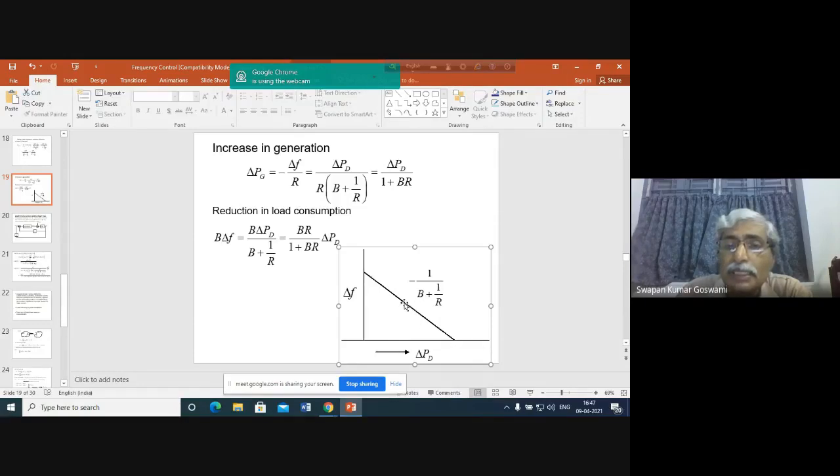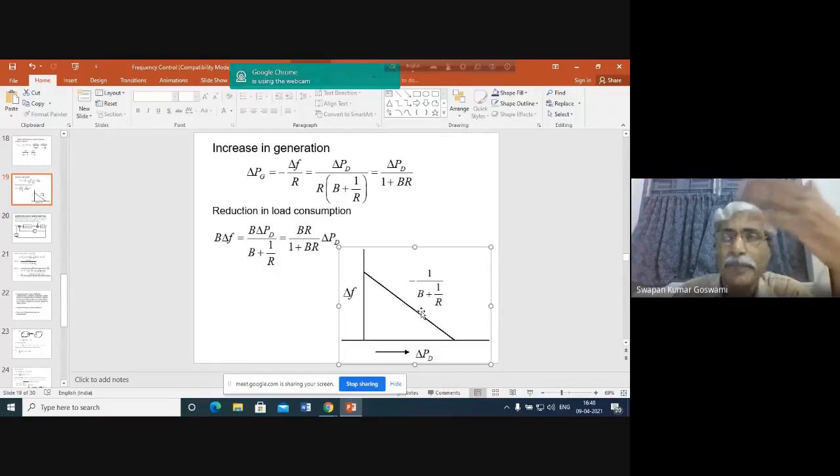Means this inclusion of this speed changer input, okay, has actually shifted this characteristics from here to here in this way. It has been shifted parallelly from its initial position. Means integral control is basically shifting the system load frequency characteristics from its initial position in the parallel direction. Okay, it is parallelly moved.